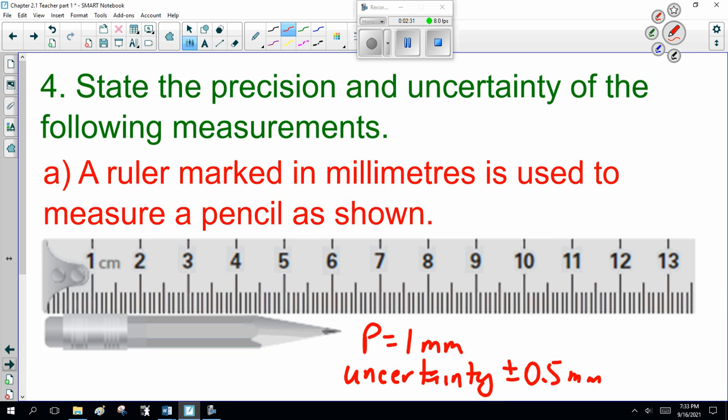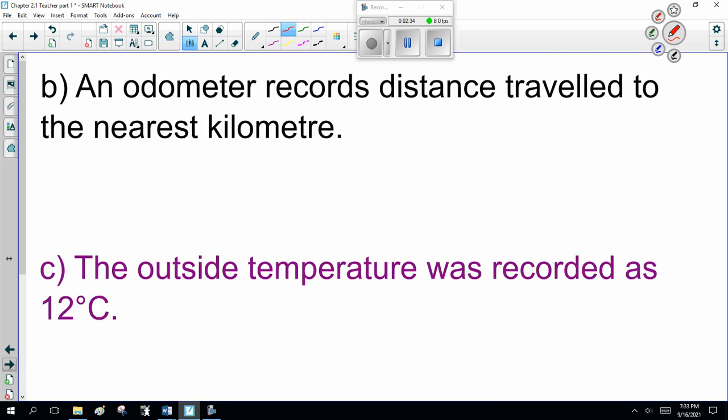So an odometer records distance traveled to the nearest kilometer. So precision is 1 kilometer. Uncertainty is plus or minus 0.5 of a kilometer.